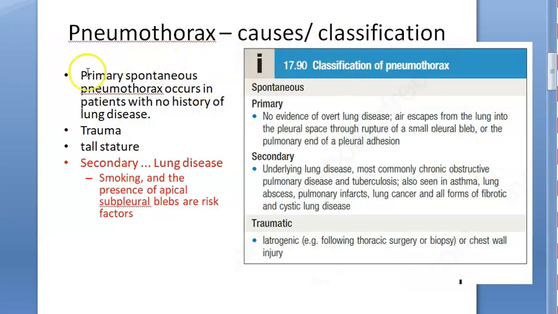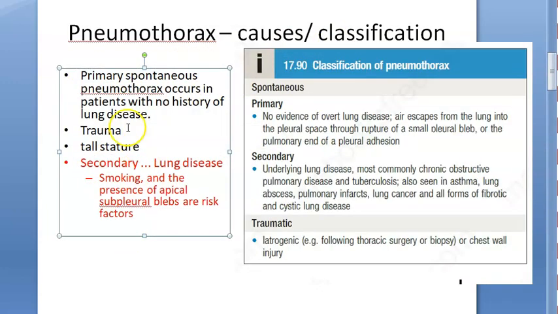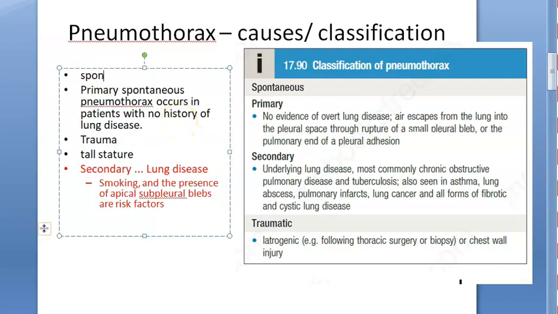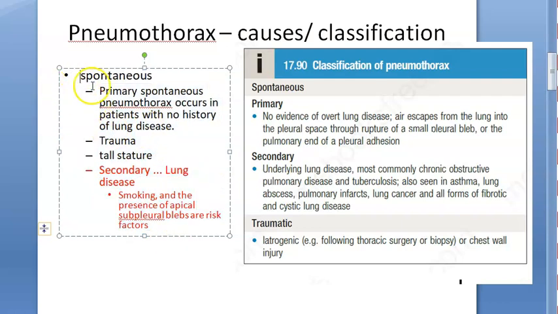So there are two types. You have the primary and the secondary. In spontaneous, you have two types, that is primary and secondary. Other than spontaneous, what are the varieties? Traumatic. Spontaneous means it happens without trauma.